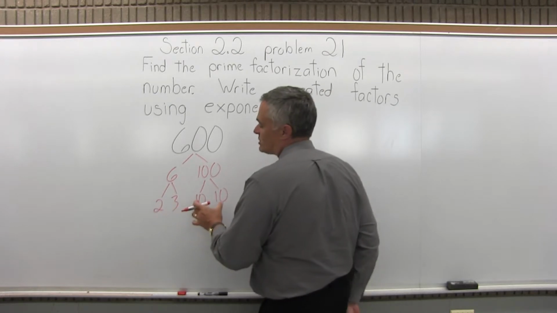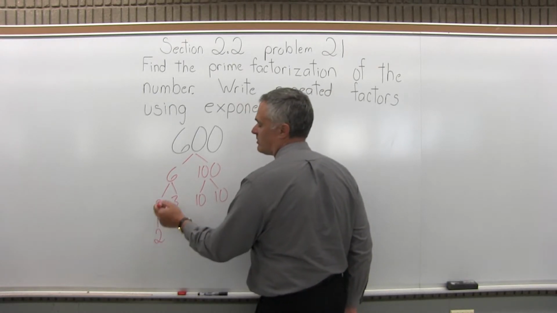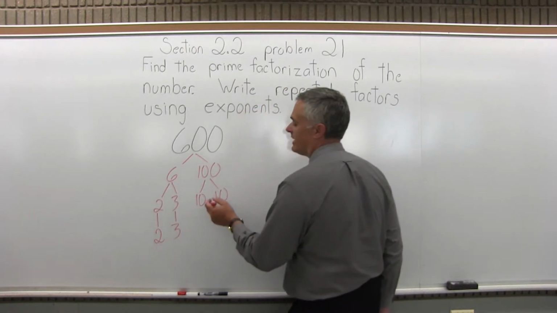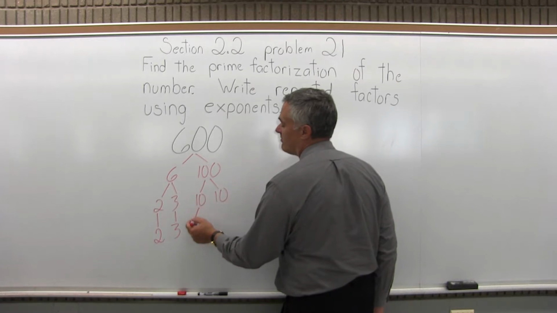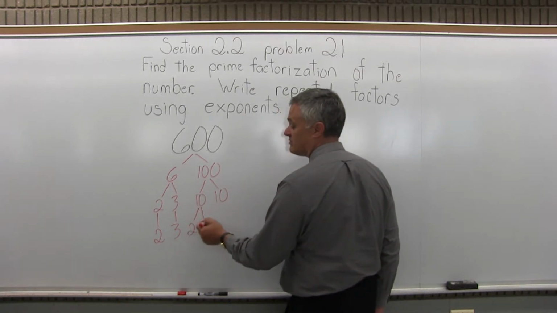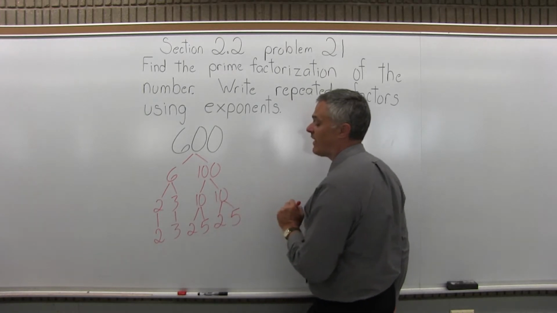Now, in this row, the 2 will not split anymore. That's prime, so it came straight down with no splitting. Same thing with the 3. It is already prime, it won't split. Each 10, though, can be split into 2 times 5. So the first 10 splits into 2 times 5. The second 10 also splits into 2 times 5.